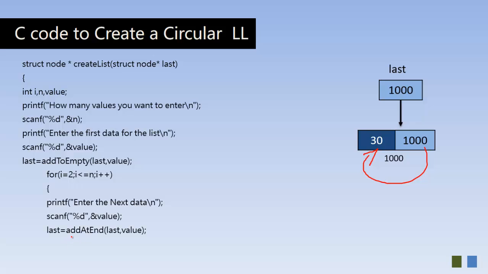Now I'll call the addAtEnd function. addAtEnd will create a new node at the end of the list. Currently we have this much of the list. Now whenever I call this addAtEnd function, it will create a new node at the end of the list like this. So it is going to be created like this. Let's go and check that function.